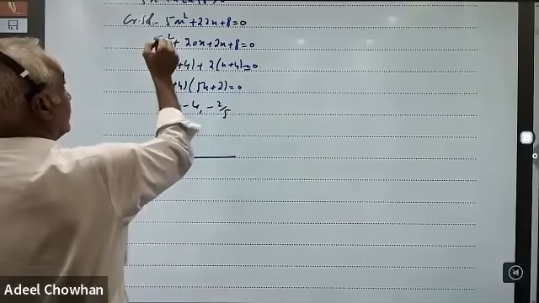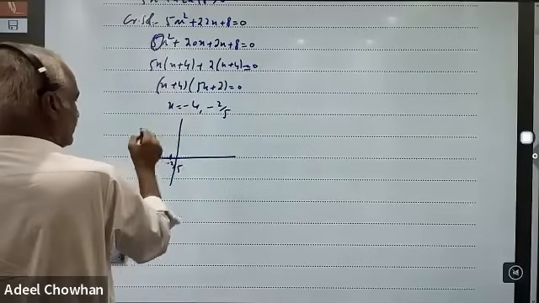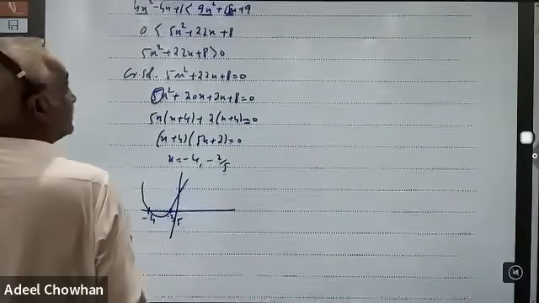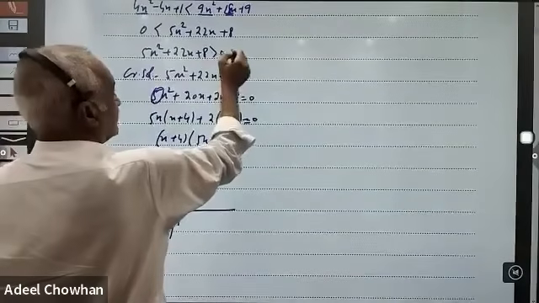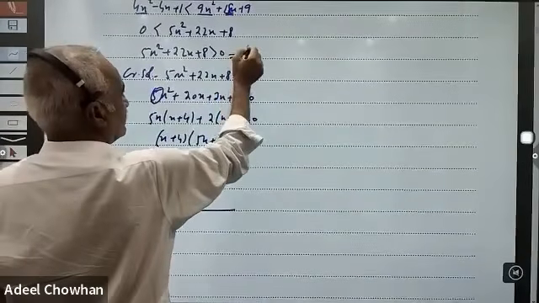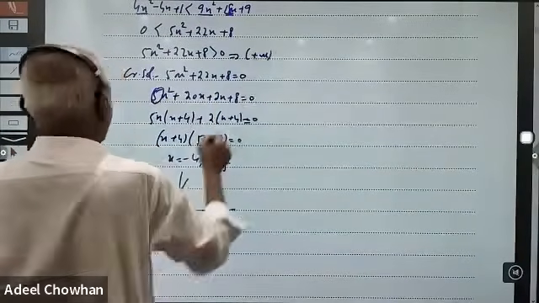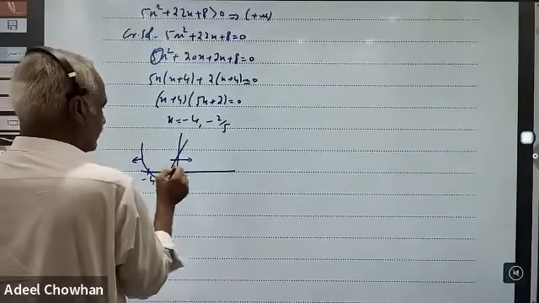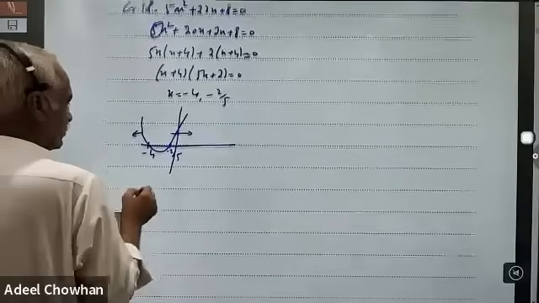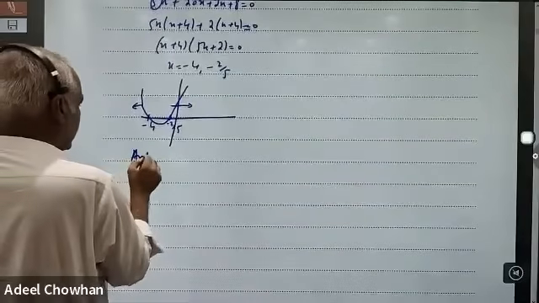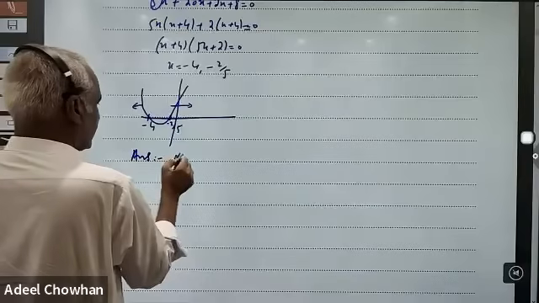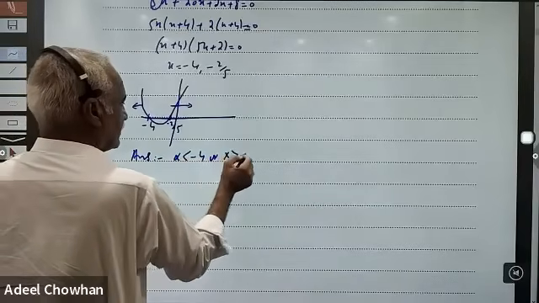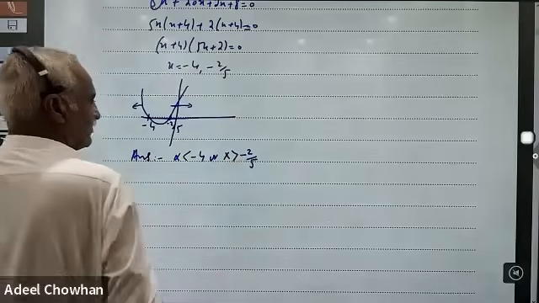Since the coefficient of x square is positive, it should be a minimum there. And now we need greater than 0, that means positive values. So here the positive values are before minus 4 and after minus 2 by 5. So our required answer for this inequality is x less than minus 4 or x greater than minus 2 by 5.